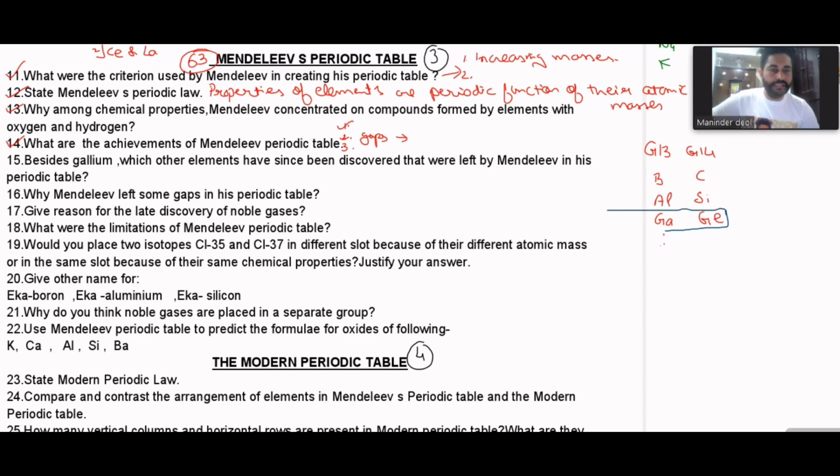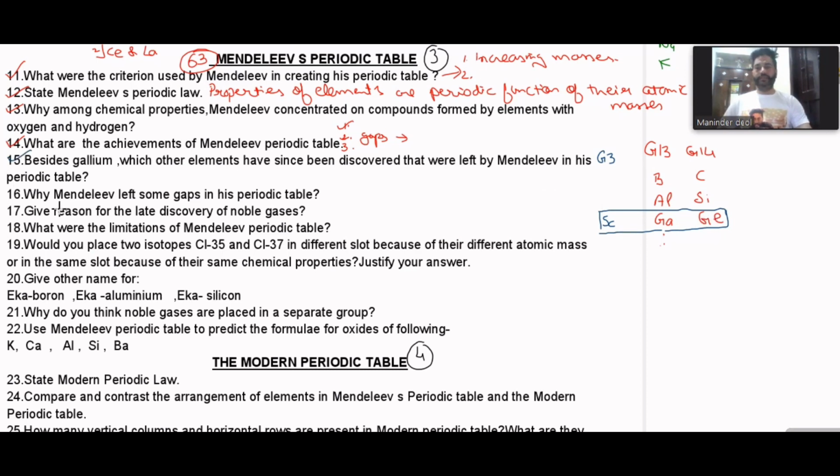Germanium, gallium, and one is scandium. In group number 3 you will see that there is an element with the name scandium. So these 3 elements were discovered later. You will learn these elements from the modern periodic table. Scandium, gallium, and germanium are the elements which were discovered later. Okay, so besides gallium, which other elements? Scandium and germanium are the other elements.